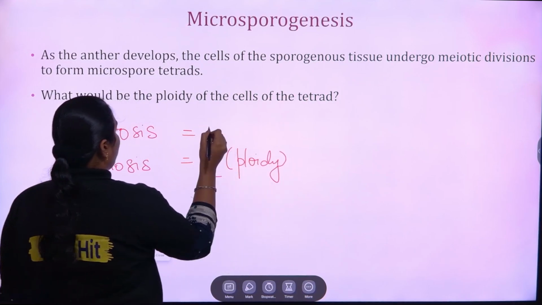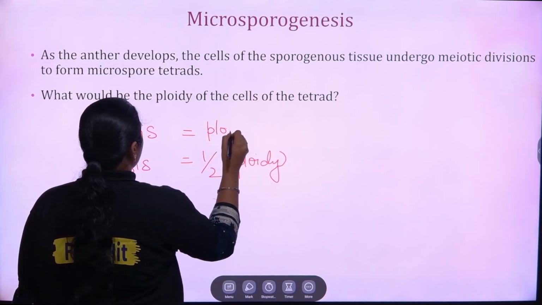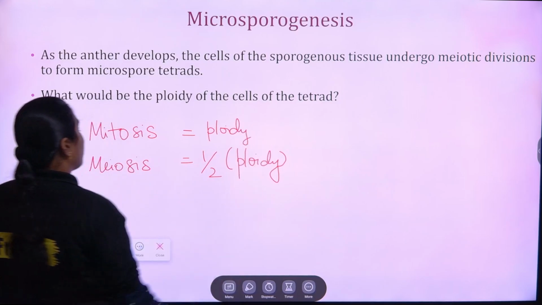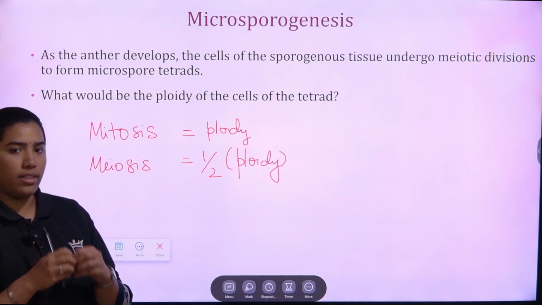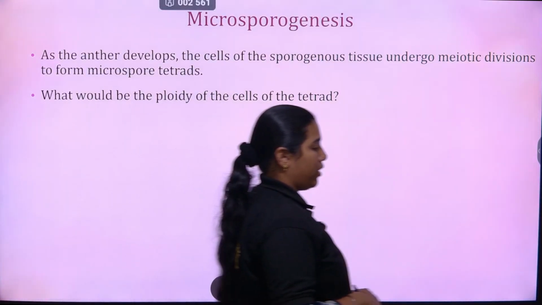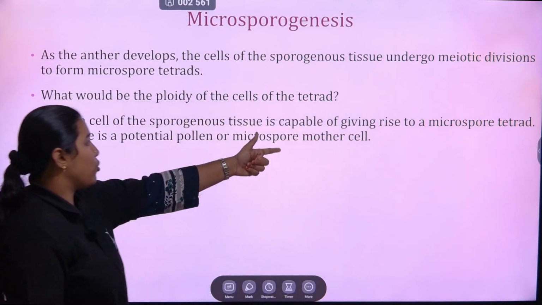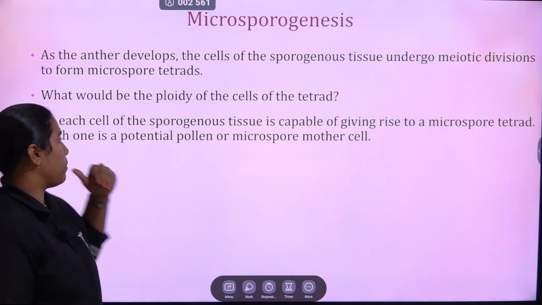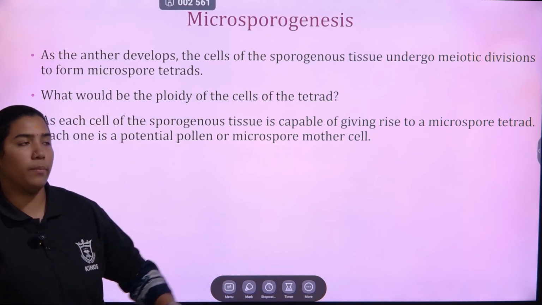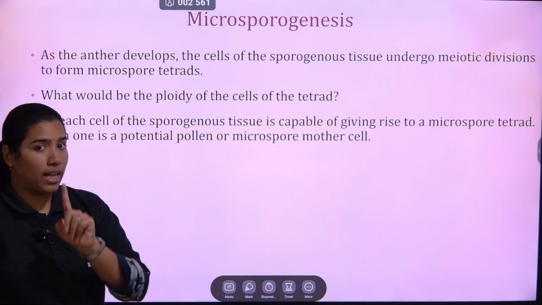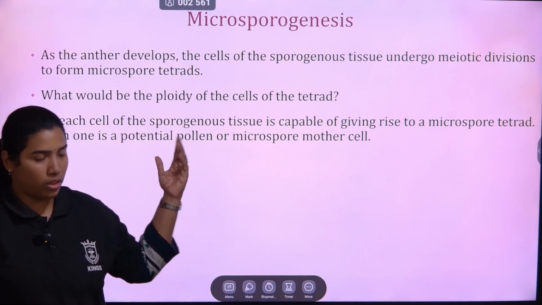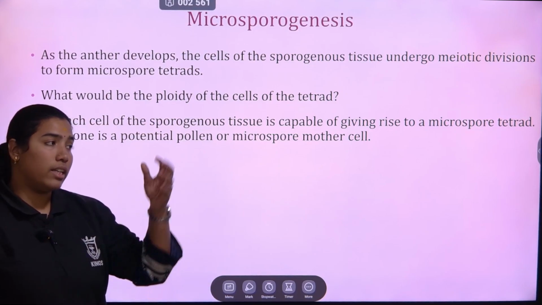So you would have already been very much strong in this, but still, just remember, small tricks will help. Mitosis is equal to the same ploidy, meiosis is equal to half the ploidy, right? Next, each cell of the sporogenous tissue is capable of giving rise to a microspore tetrad, because each of them will become a microspore mother cell, but that is not the case in females. We'll look at that. In case of male only, this is possible.